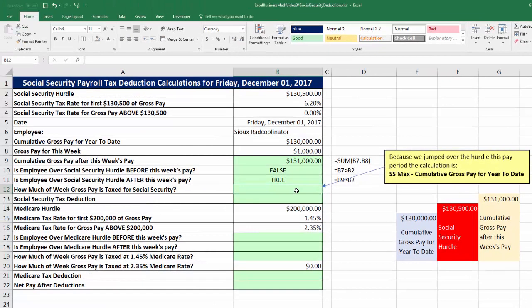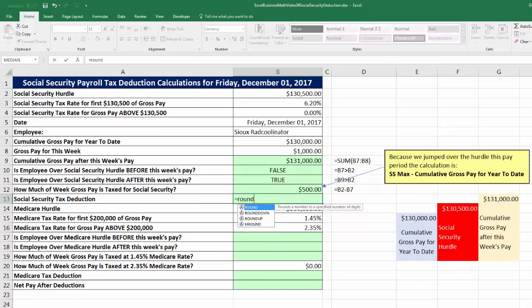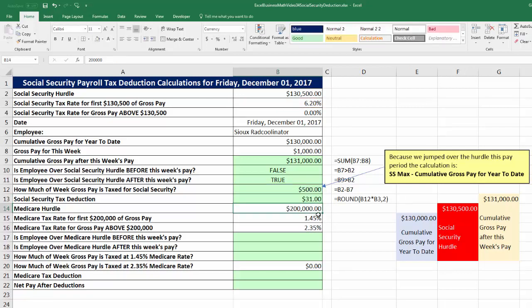So right here, I'm going to make that calculation equals, there's the total hurdle minus the amount cumulative before this paycheck. And when I hit enter, 500. Now, I picked easy numbers so we could verify in our head that it was $500 from begin cumulative to that hurdle. All right, now we can calculate the Social Security tax deduction equals round, tab. There's the amount taxed times the first tax rate, comma, 2, close parentheses, and enter. So we got $31. That's the Social Security tax deduction.